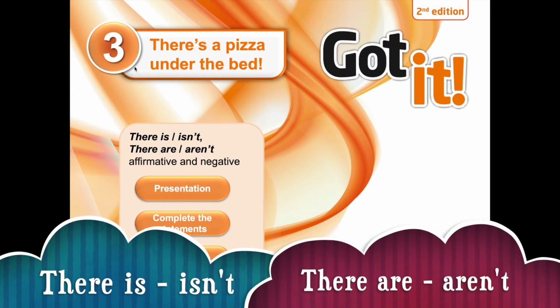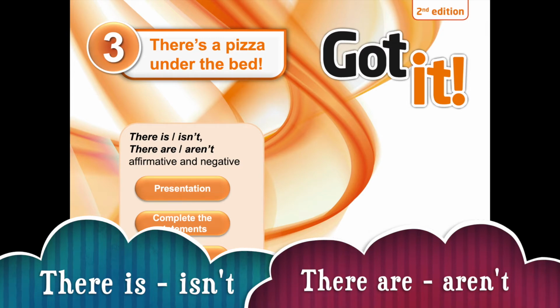So, this is unit number 3. I am going to remind you that we're in unit number 3, and it's called There's a Pizza Under the Bed. I am going to remind you also that in the previous class we have been working with prepositions of place, like here you have an example, under. You have under, next to, in front of, opposite, in, on, among others.